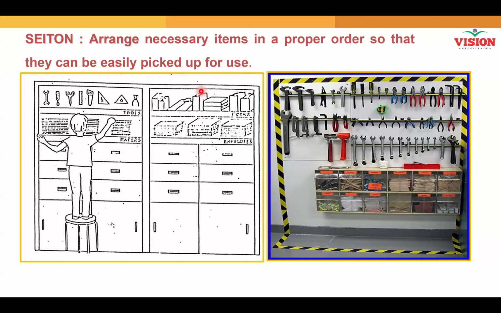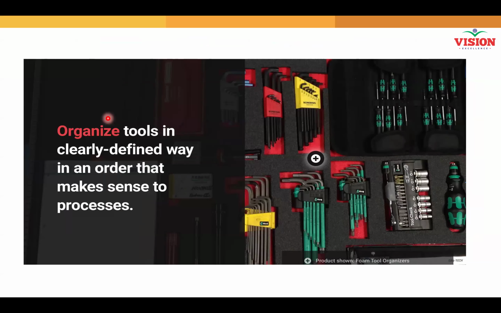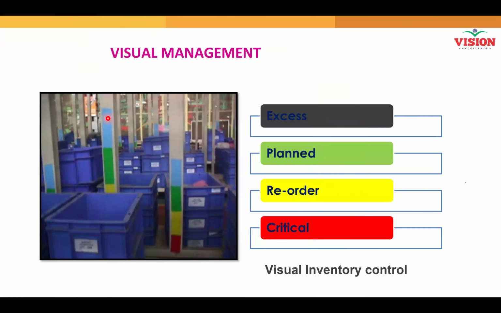Right, sir. But basically we are trying to eliminate the 7 wastes, and we are trying to ensure all these principles are in place and practiced properly. And if there is an issue, we will make changes either in the process or in the work environment. These are very illustrative, you can easily understand. So organize tools in a clearly defined way in order to make sense to the process. Very, very simple. And you can also introduce visual management when you are implementing set in order.